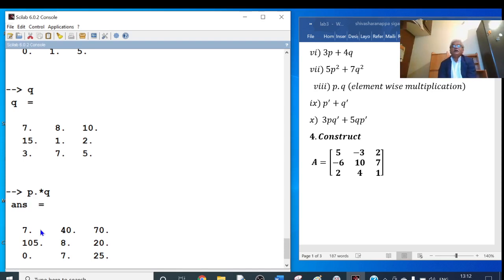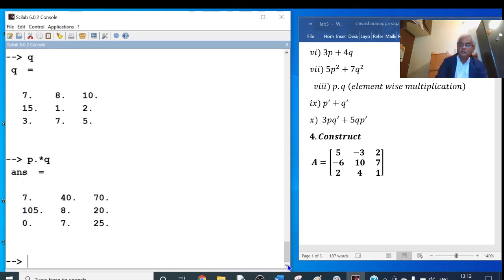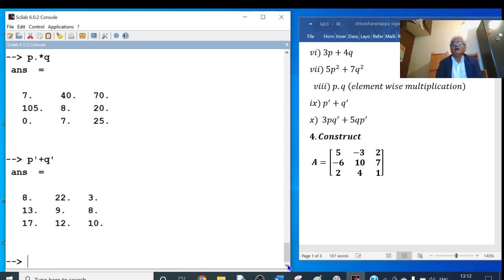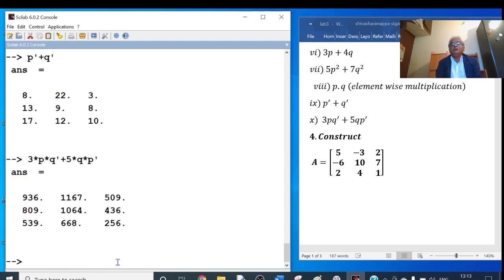Next, P dash plus Q dash. That is P transpose plus Q transpose. So this is my P dash plus Q dash. Next, another example, 3PQ dash plus 5QP dash. 3 star P star Q dash plus 5 star Q star P dash. Now enter. This is our 3PQ dash plus 5QP dash.